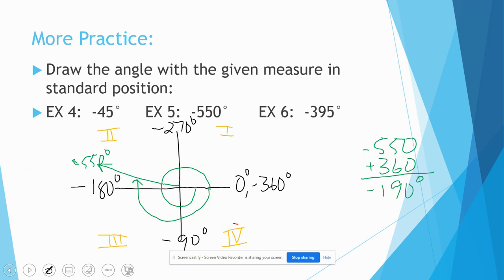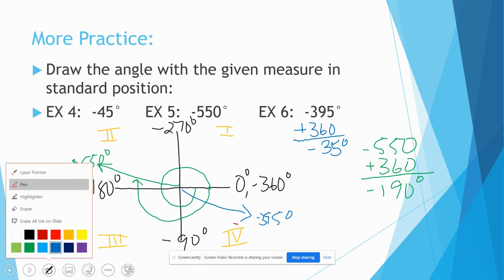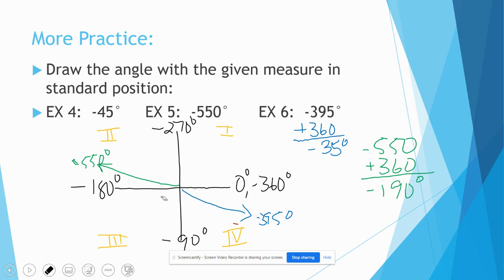Example 6. Negative 395 is more than 360, so I'm going to add 360. That gives us an extra 35 degrees. So I have to go a full 360 and then another 35 degrees. Negative 35 degrees maybe is about right there. So we have to go all the way around. Starting at my initial side, go all the way around, and then that extra 35 degrees to get to the negative 395.